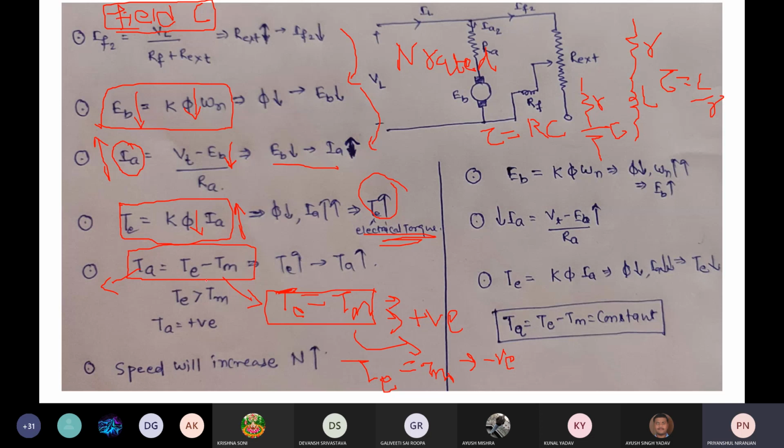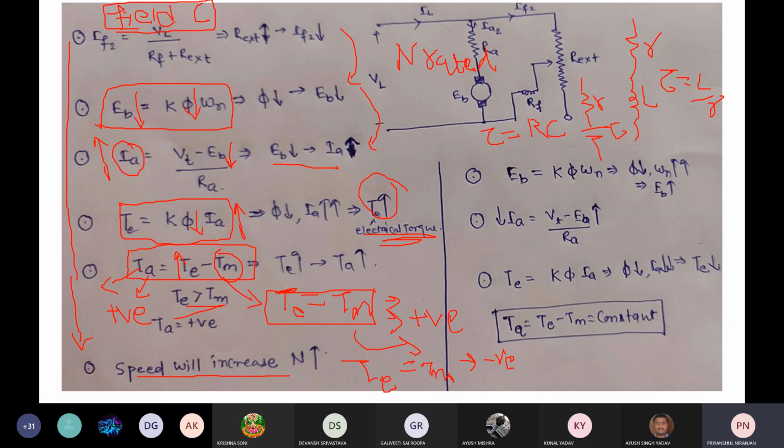electrical torque increases. Electrical torque increases means this part is not disturbed, so TA will be positive. TA, the acceleration torque, positive means TE is greater than TM. So TA positive means speed will increase. This is the condition after the 5 to 4 point. At this time speed will increase because acceleration torque is disturbed. So here speed will increase.